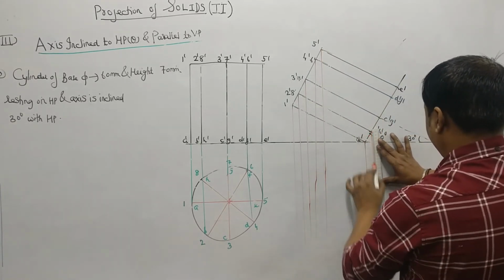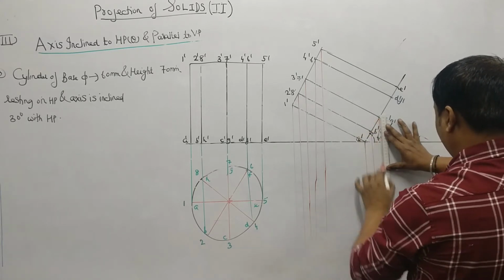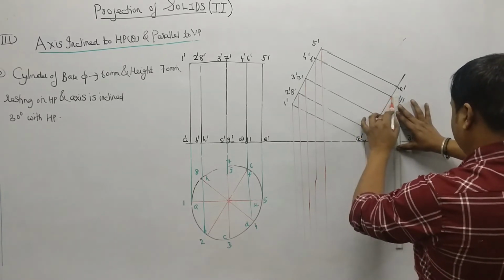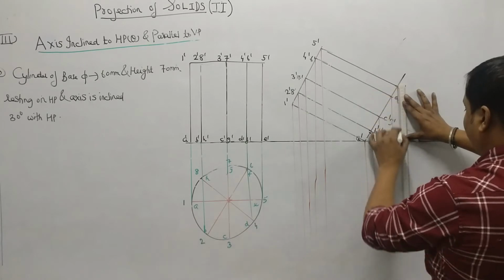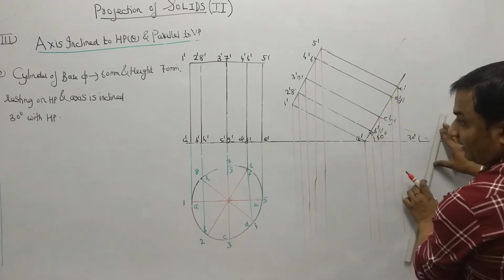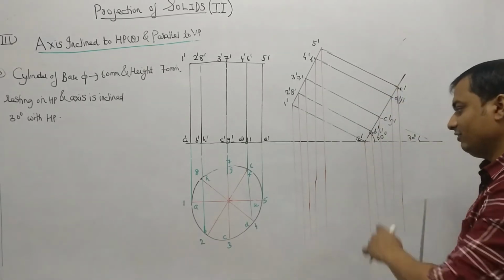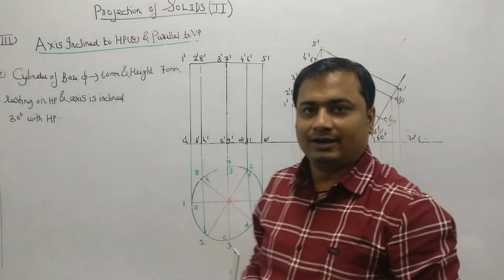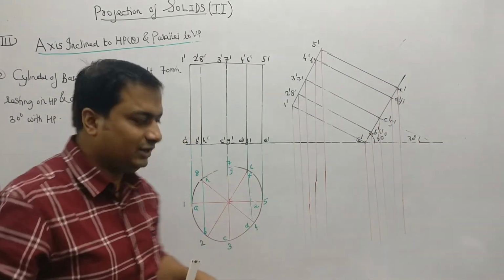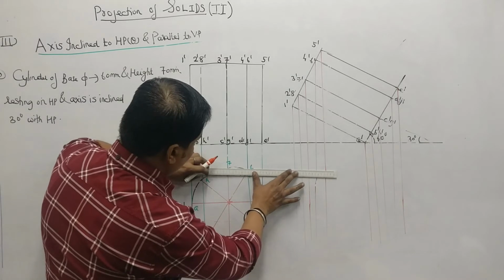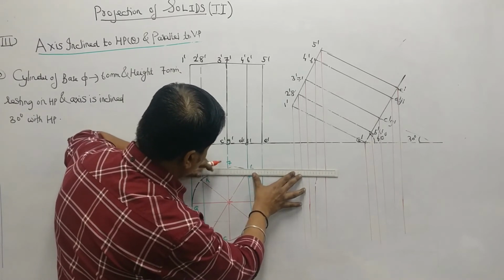So the reason of dividing the circle into 8 equal parts, I think you already know now, because in the plane also we have done the same thing. We have divided the circle into 8 equal parts because we will be getting 8 points and we have to draw the ellipse. Okay, so to draw the ellipse we have done 8 equal parts for the circle.